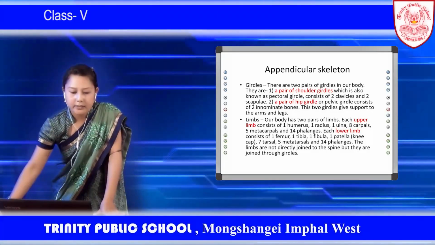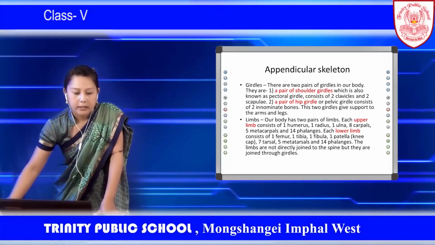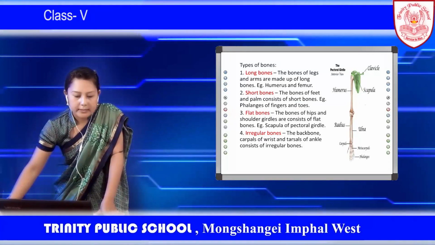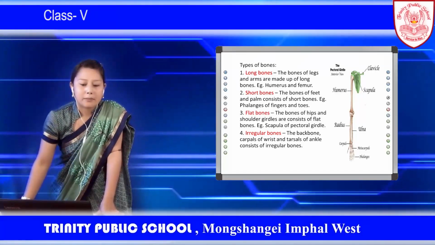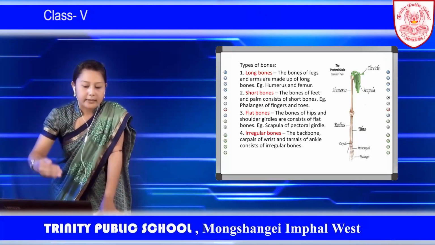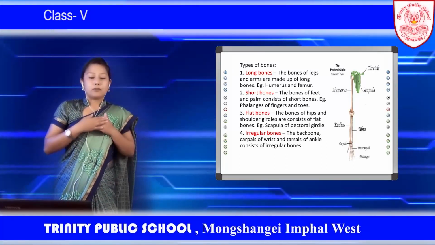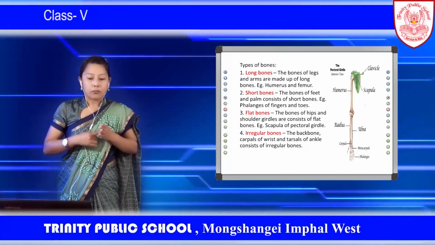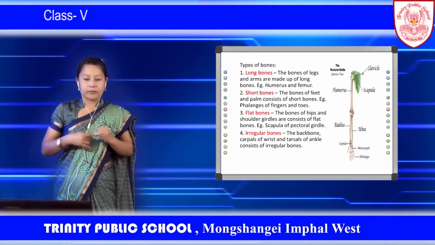So up to this, the skeleton system is completed. Then next is the types of bones. We have already studied the skeleton system. Next we come to the types of bones. There are 4 types of bones: long bones, short bones, flat bones, and irregular bones.